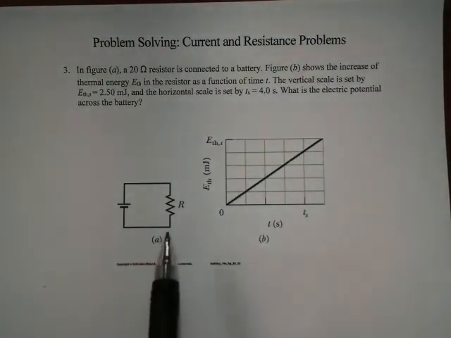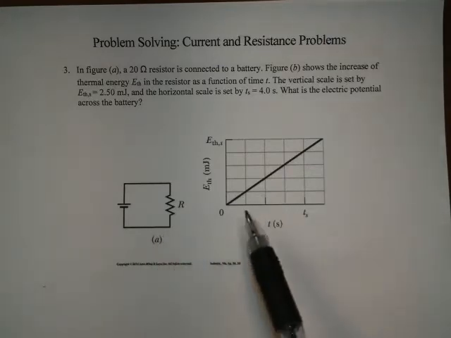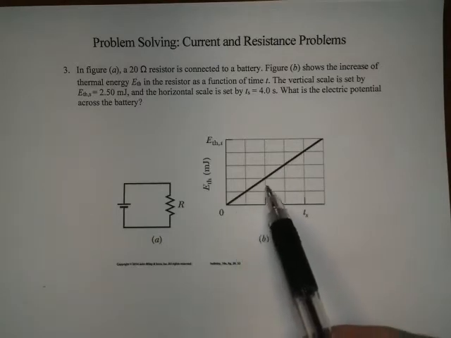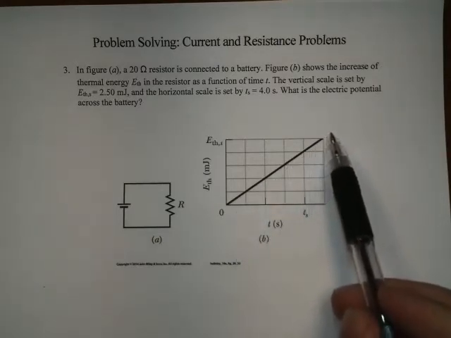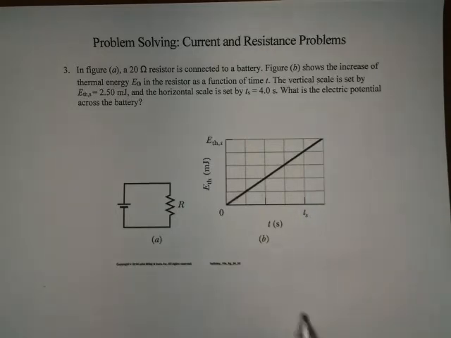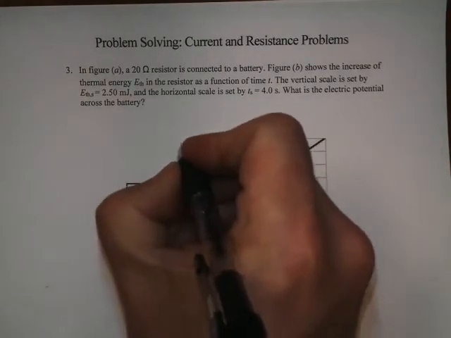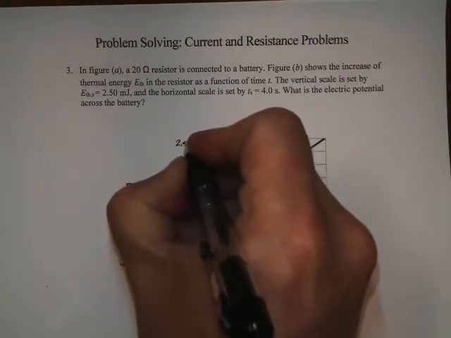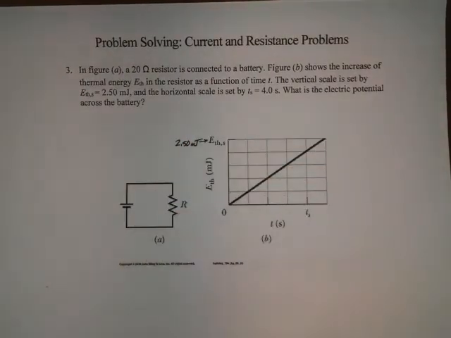Problem 3 gave us a simple circuit and a graph. We have a 20 ohm resistor connected to a battery. And here we see the increase in thermal energy in the resistor as a function of time. The vertical scale is set by 2.5 millijoules. So this value right here is 2.5 millijoules.